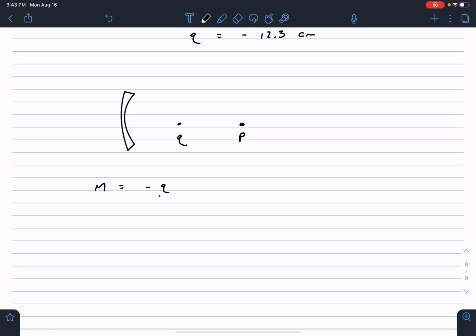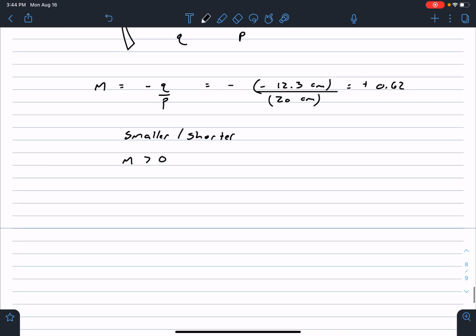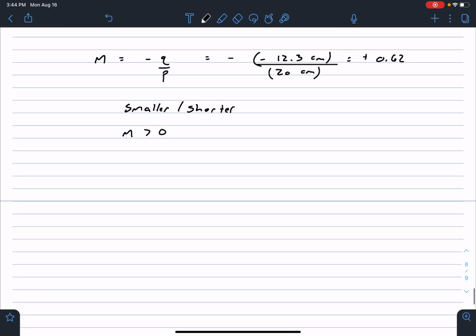And so then when you find magnification, negative 12.3 centimeters over 20 centimeters, this is going to give us a value of 0.62. So what that means is that the image gets smaller, or shorter, if you can say. And because it's a positive value, m greater than 0, for our diverging lens, it means that it's upright.